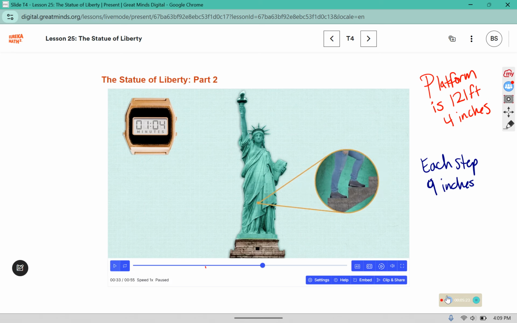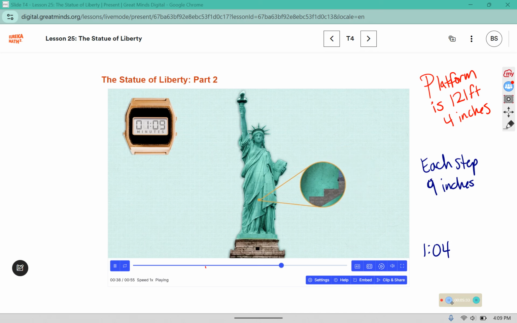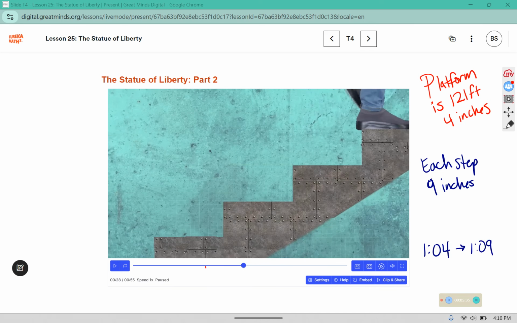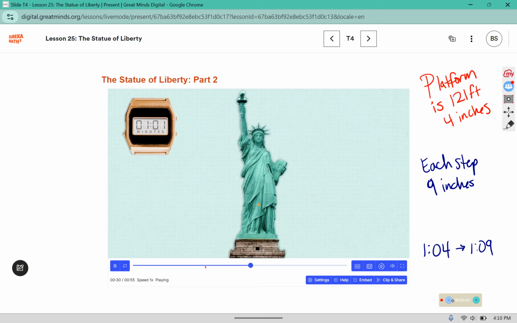Here we see her start climbing the steps at 1 minute and 4 seconds. And she stops climbing the steps at 1 minute and 9. During those 5 seconds, let's see how many steps she takes. 1, 2, 3. And she stops at 9 minutes.